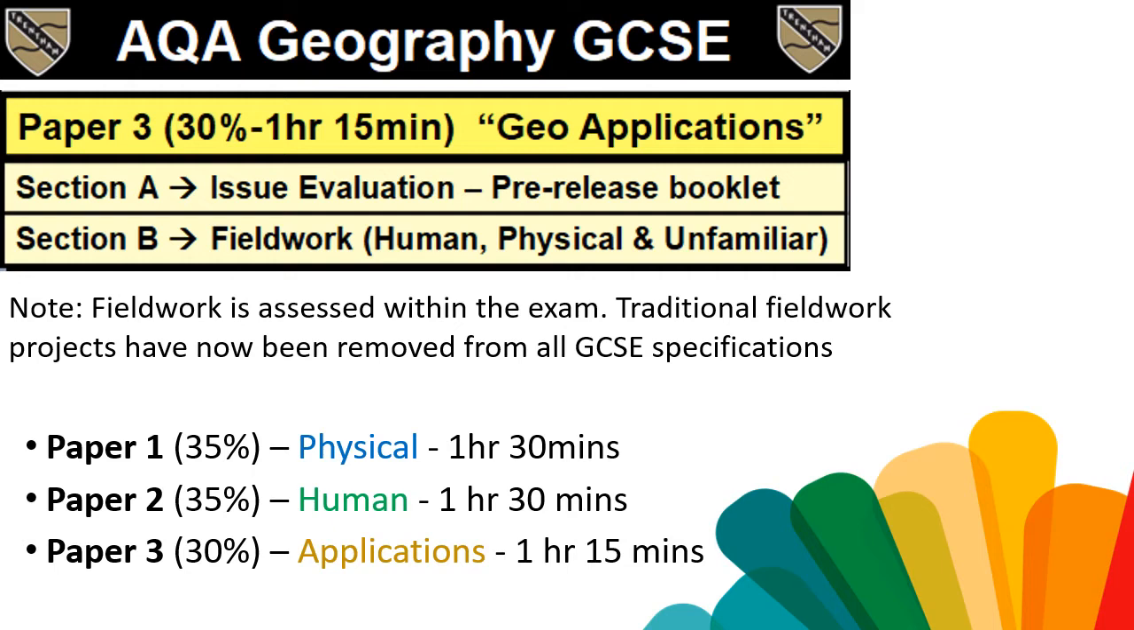Students will go on 1 piece of human fieldwork and also do 1 piece of physical fieldwork. This is quite a change from previous exams in the past where students would have done a piece of fieldwork and done a large project. So that's not the case now. So what happens now in all geography GCSEs is they'll do 2 pieces of fieldwork and get assessed in that in an examination format. So that's going to be about the data collection techniques, the reliability of their data collection techniques and so forth.